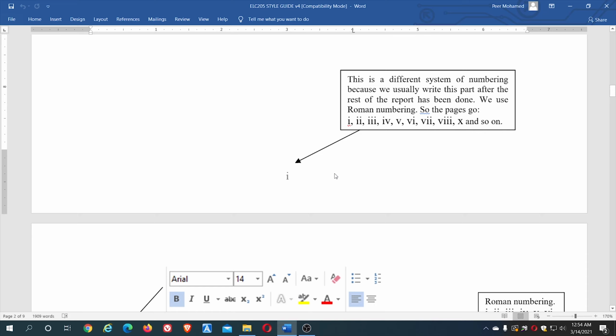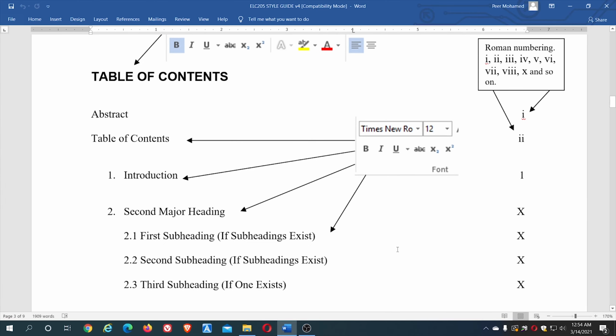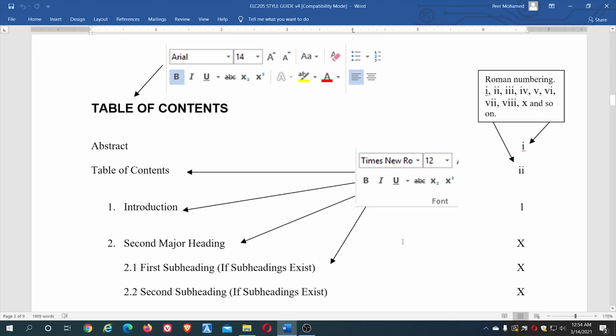Then the numbering. Here the numbering has to be in Roman numerals. This is the Roman number. You can see here, these are the Roman numbers you will be putting for your abstract and the next page, a table of contents. Let us move to the next one, table of contents. I hope you know what a table of contents is. The table of contents is the page in which you will be mentioning what are the topics of your project report that you are discussing. You will put all the titles and subtitles here.